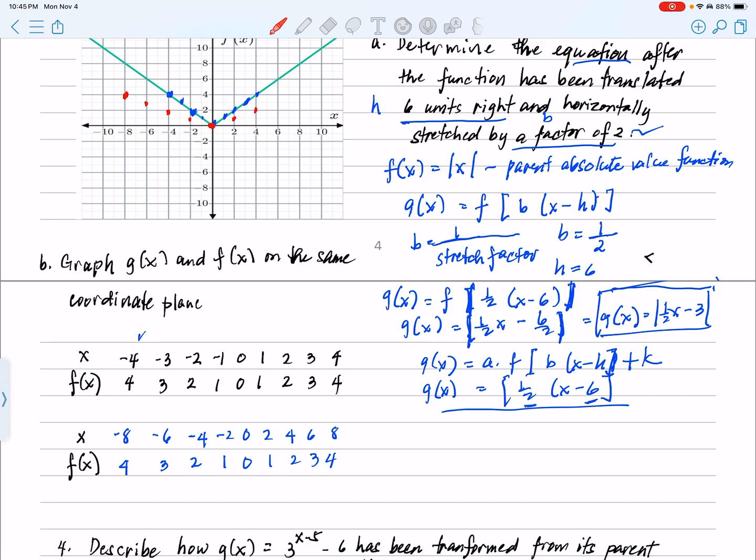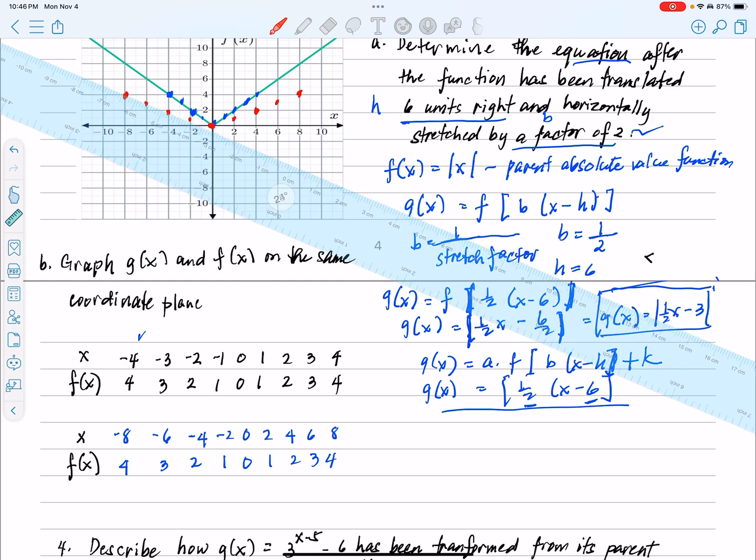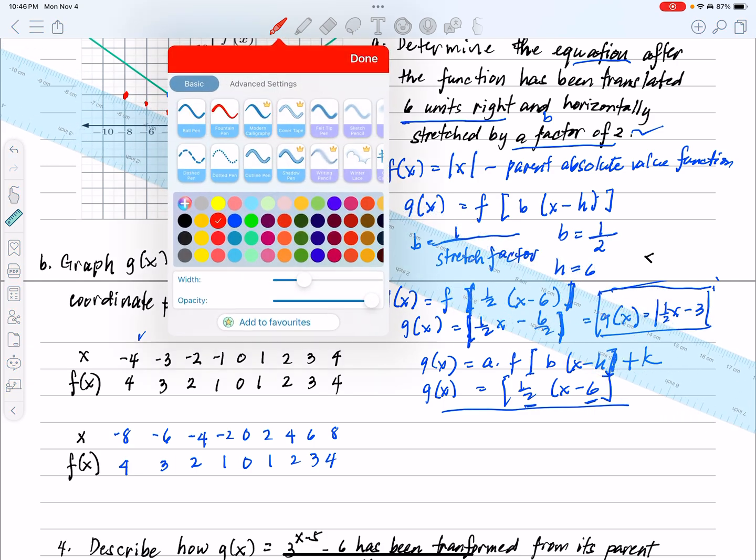When it's 6, it is 3. When it's 8, it is 4. Okay, let's draw the line. Might as well I choose another color for that. Say this color.